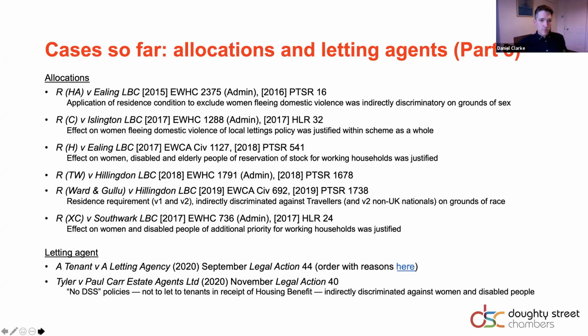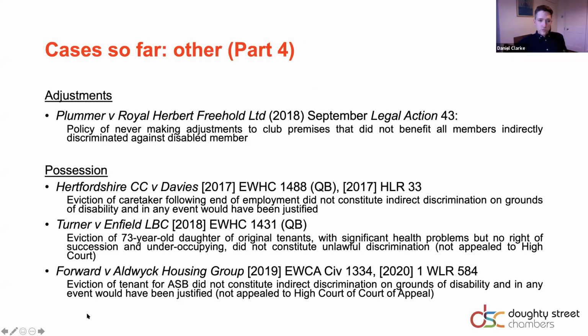So that's really the main area where cases have emerged so far in relation to Part 4. More or less the sum total of what I've managed to find, and maybe I've missed one or two here and there, is a single case on reasonable adjustments, but also upheld on an indirect discrimination ground, which is Plummer and Royal Herbert. That was a club with premises where there was a policy of never making adjustments to club premises that didn't benefit all members, and so that discriminated against disabled members because effectively those adjustments would never be made.